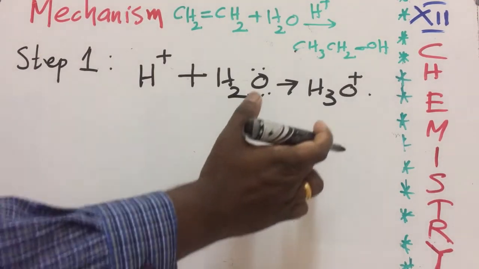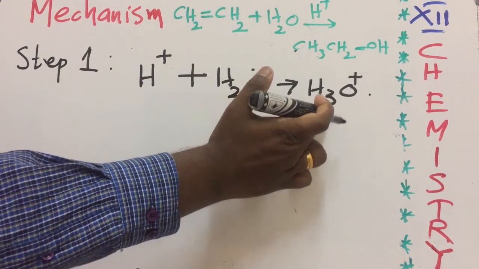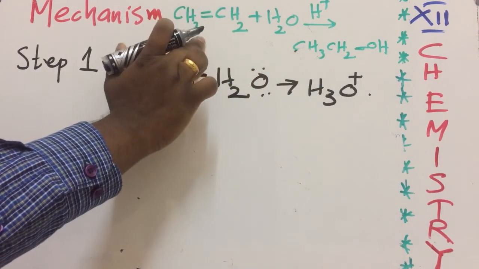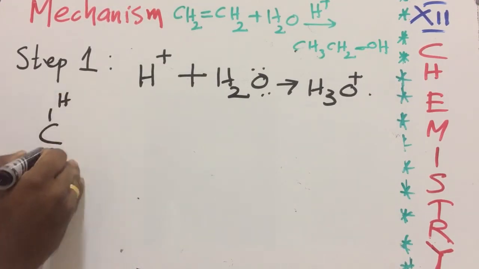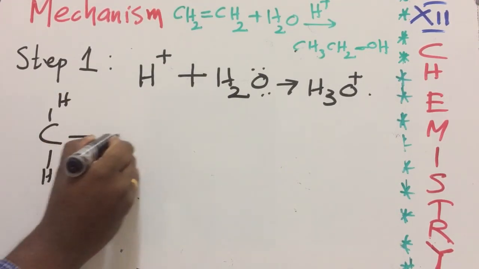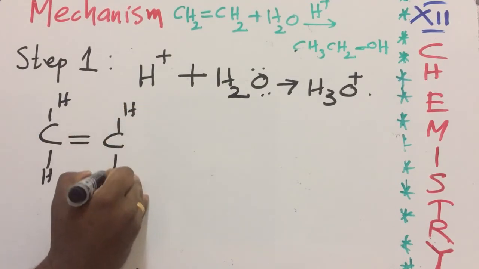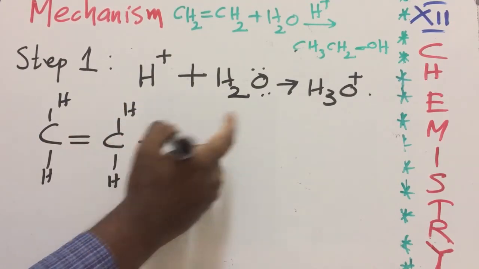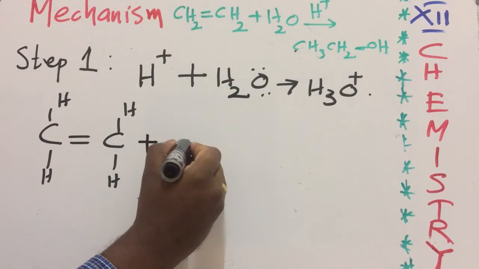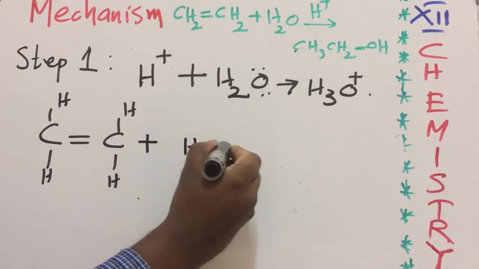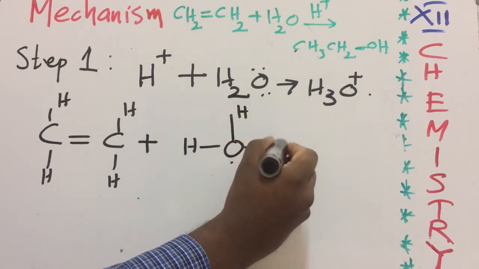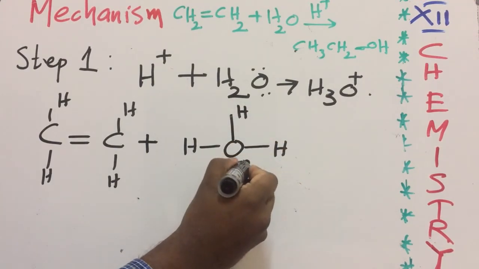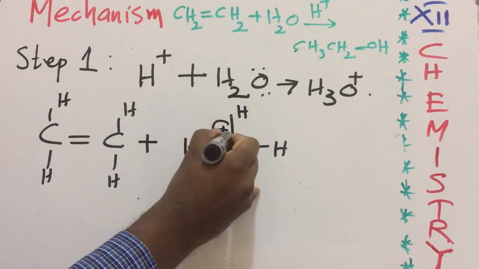After that, this H3O plus will react with the reactant ethene, CH2 double bond CH2. Then ethene will react with the hydronium ion. The hydronium ion we can represent like this: H, H, here one positive charge.